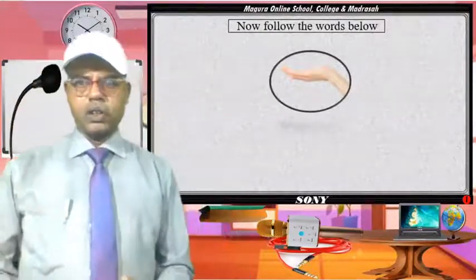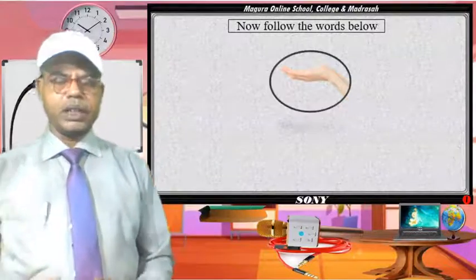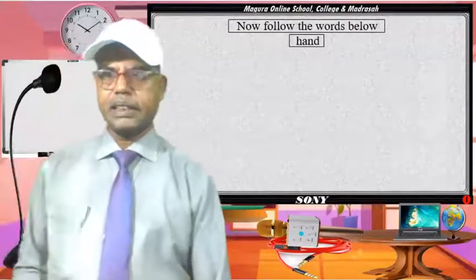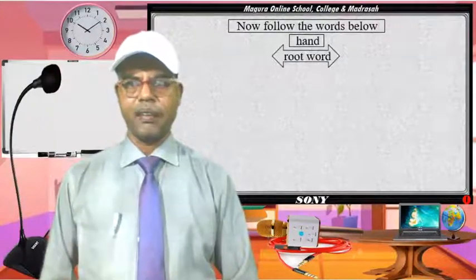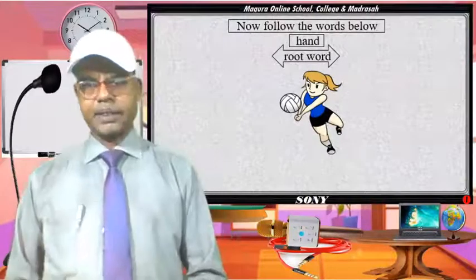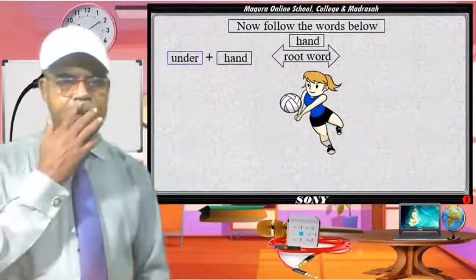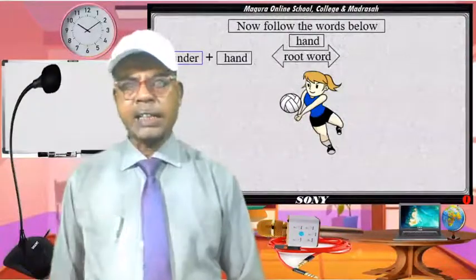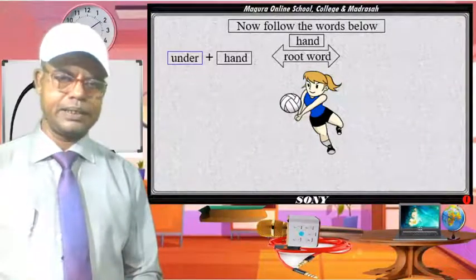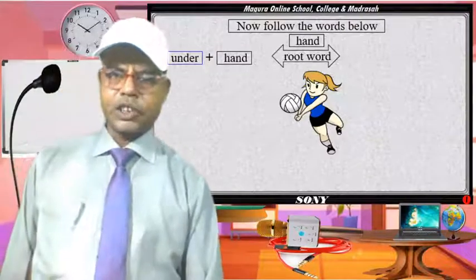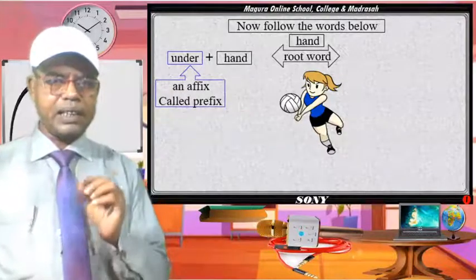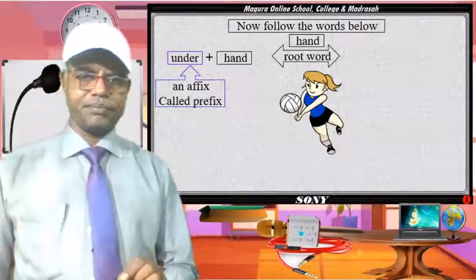Now follow the words below. You see a picture of hand. This is a root word. With this root word, we add something. You see a picture of underhand. So with the root word, under is added at the beginning. So this is called prefix. Under is a group of letters.